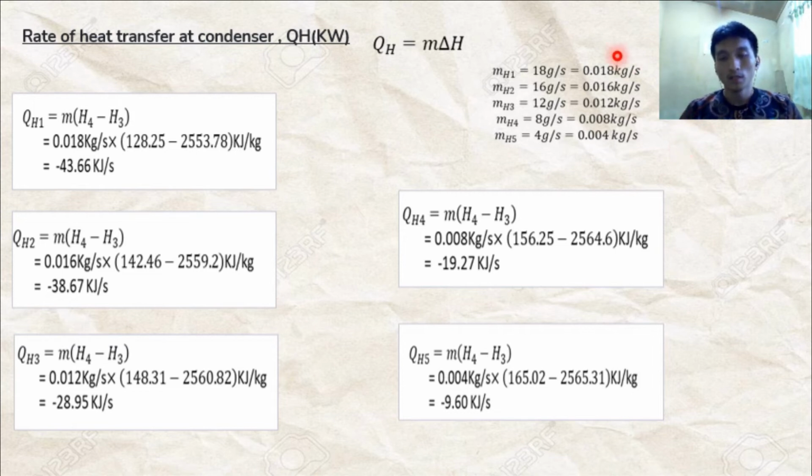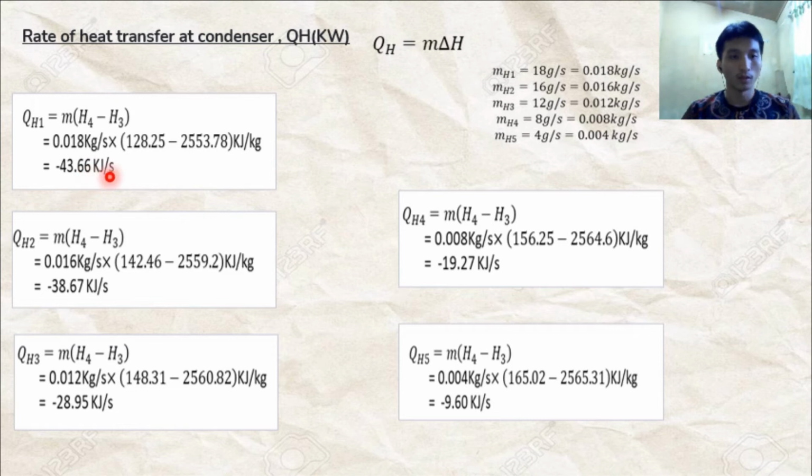As you can see here, for test 1 the mass flow rate is 0.018 kilogram per second. For test 2 it is 0.016, for test 3 it is 0.012, test 4 is 0.008, while test 5 is 0.004. It's the same as before: we just substitute all the data into this equation, and we get QH1 equal to negative 43.66 kilojoule per second.